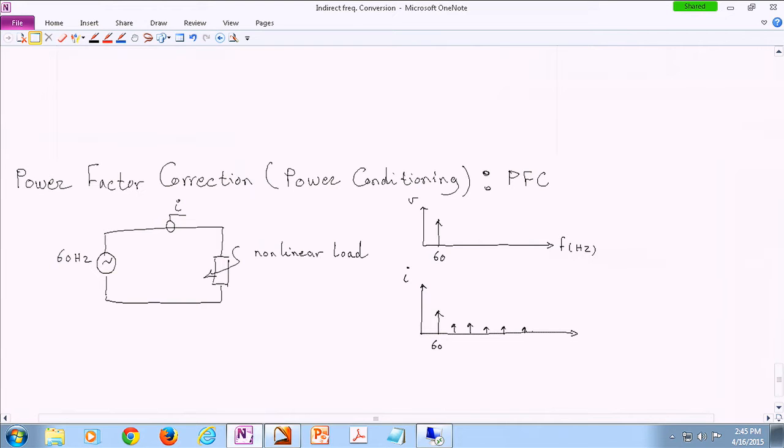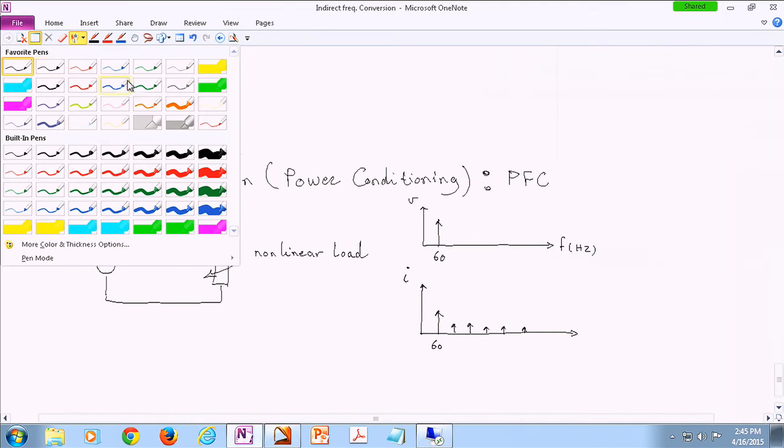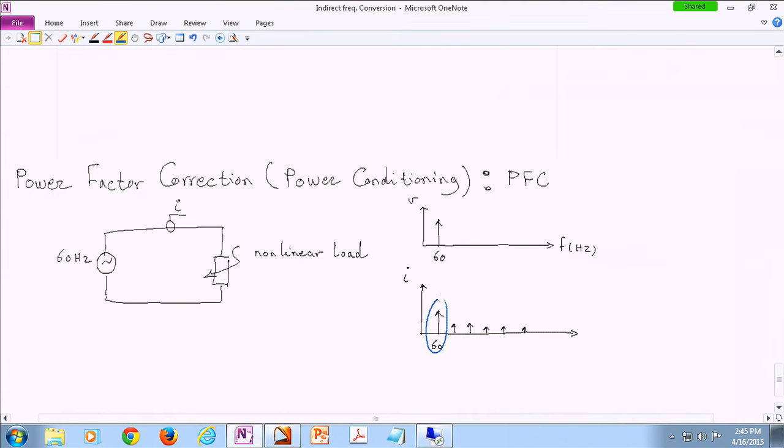harmonics. The other thing is this graph doesn't show if this component is in line in terms of phase angle with this or not. So that's another thing that we have to worry about. Our current has a fundamental harmonic at 60 hertz, but it may not be in phase with your actual input voltage. So that's another thing to be concerned about. And that is bad.